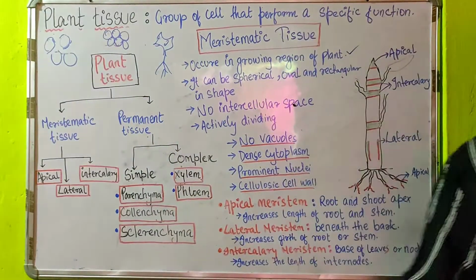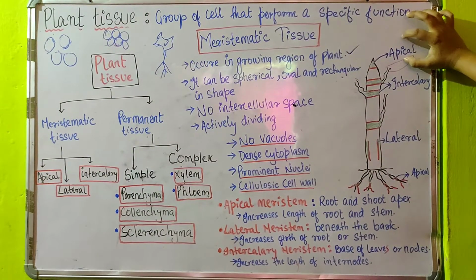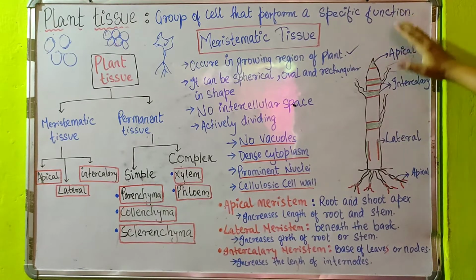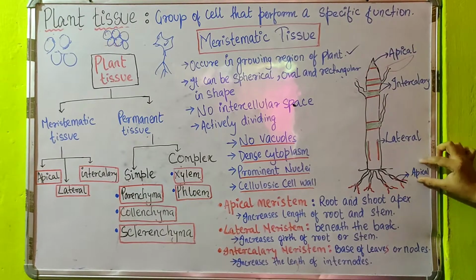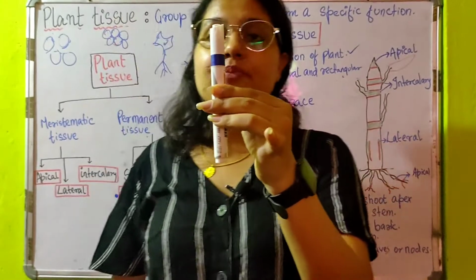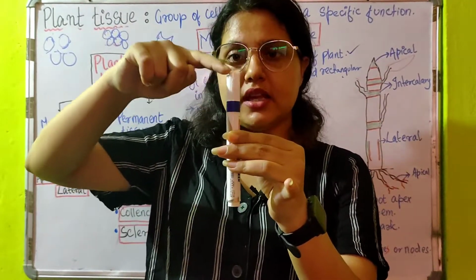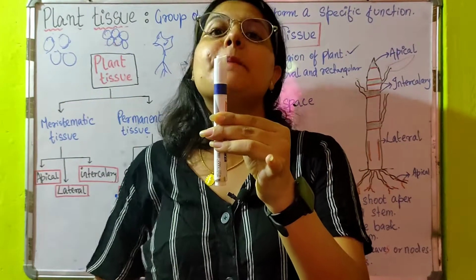Okay, come to this picture, students. Here you see apical meristems are present at the tip. You see at this tip and this tip. If this is a plant, the tips of the plant contain apical meristem, that is, the shoot tip and the root tip. For example, if this is a plant, this part contains the apical meristem, and this part contains the apical meristem.